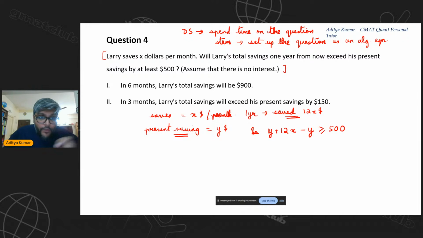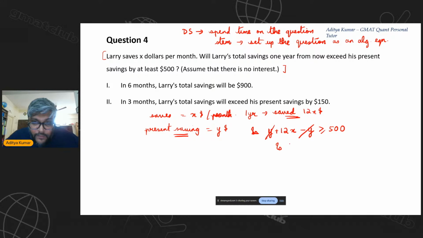So what I want you all to observe is how I spend time on the question stem. I defined my variable or variables. I read the question carefully. I pieced everything together and I set up my question as an algebraic equation. Obviously, I'm going to simplify this. I'm not going to stick to that question.